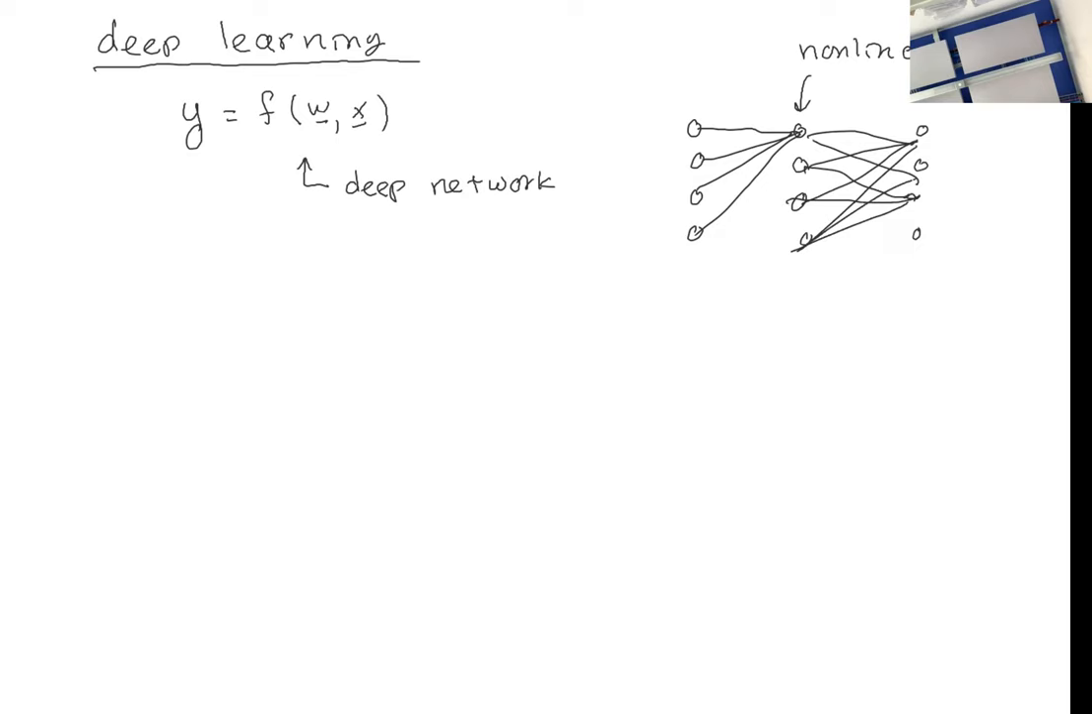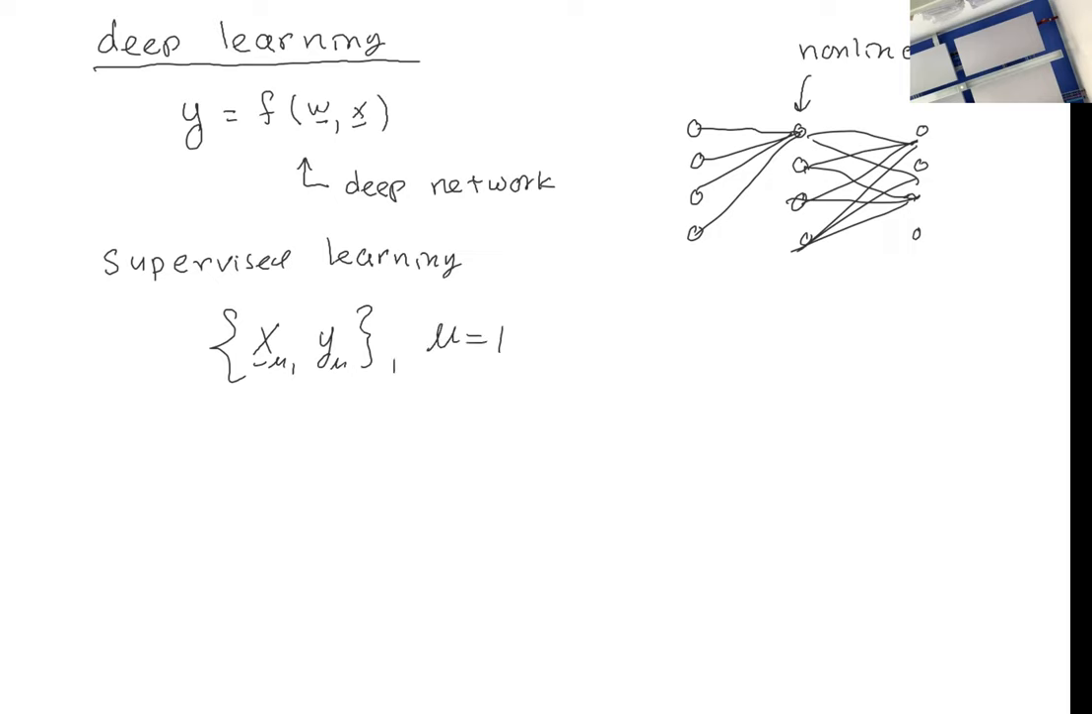So, in fact, incredibly complicated functions. You can do object recognition, which is a really nonlinear transformation of input to output. Typically, we're going to consider the case of supervised learning. I'll talk about unsupervised learning a little bit later, but in supervised learning, we have training examples, x mu, y mu, mu equals one to P training examples.